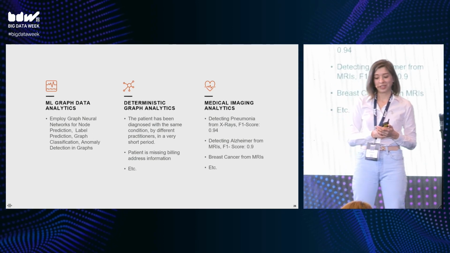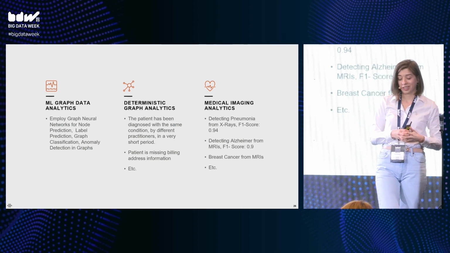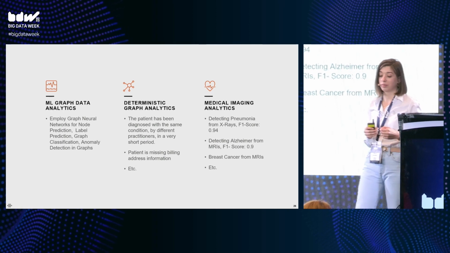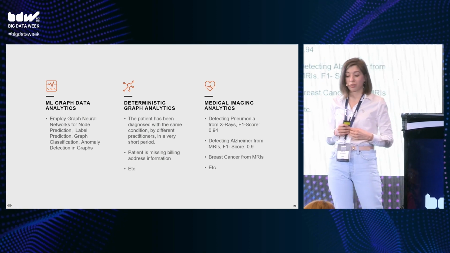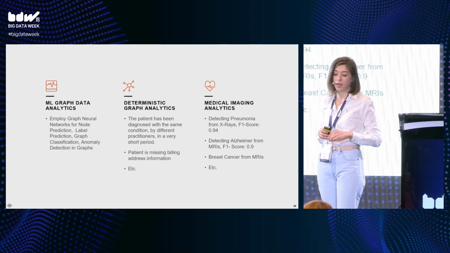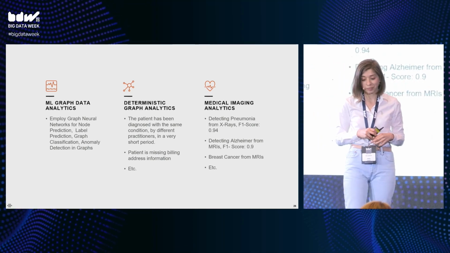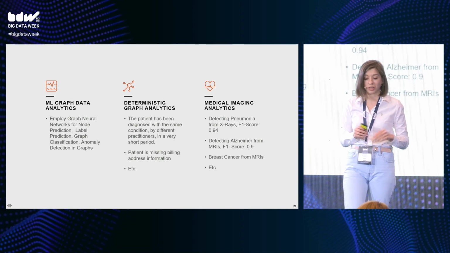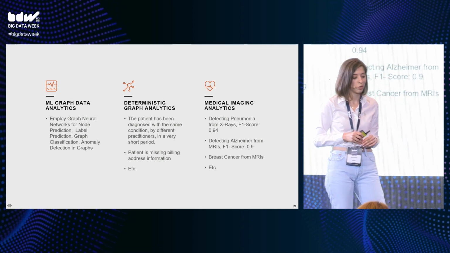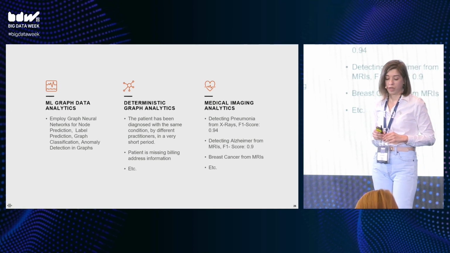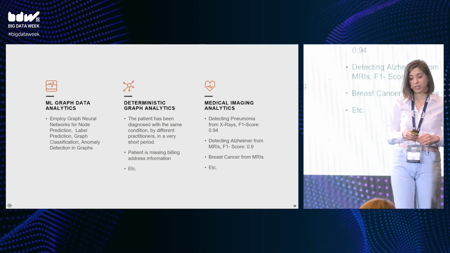Okay, so we have trained models that are detecting pneumonia in X-rays. Our performance is quite promising. We have an F-score of 0.94. We also have a model that is detecting Alzheimer from MRIs, also with a promising score, but that's not as good as the previous one, only 0.9. And more are going to follow in this category.